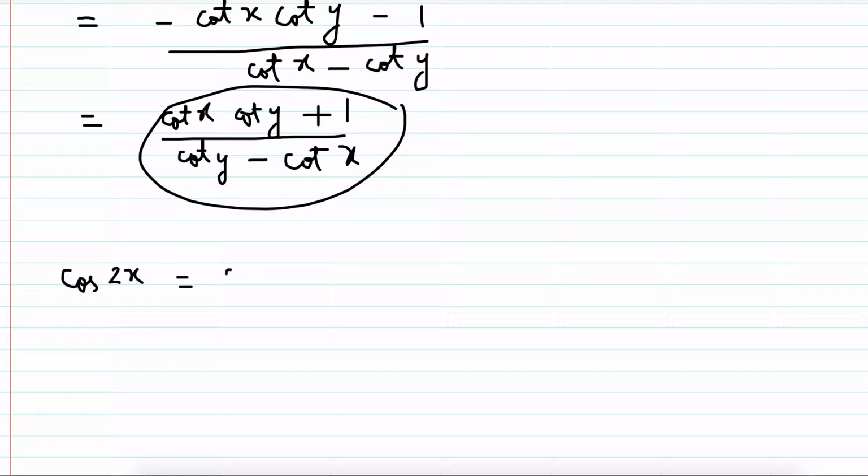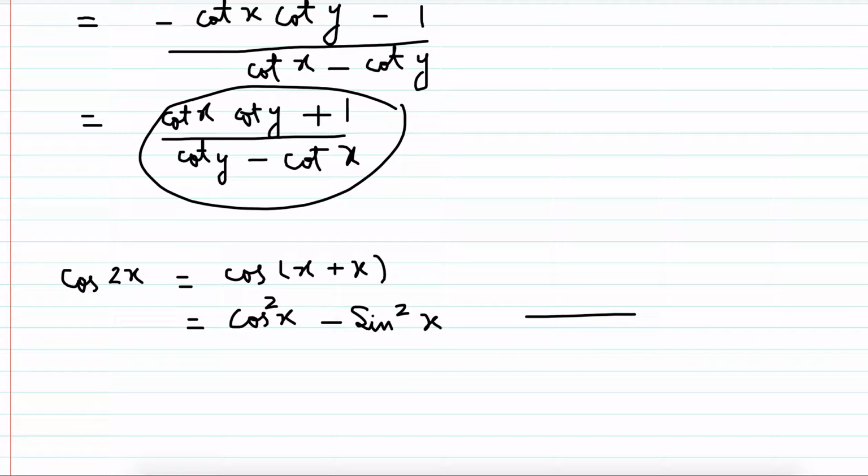So we can write cos 2x as cos x plus x, and then use the formula for cos x plus y, where both x and y are same. So cos x cos y, but here y is the same as x. So cos x times cos x, or we can write cos square x, minus sin x sin y, but here x is equal to y. So directly we can write sin square x. So this is one formula.